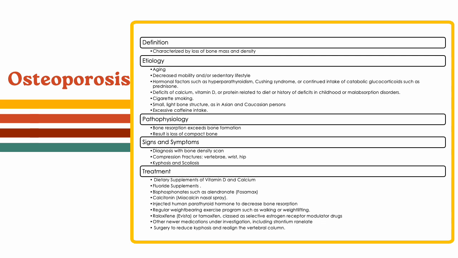You have Evista or tamoxifen, which is estrogen receptor modulator drugs. Again, in the case of somebody that has menopause, this would help increase the hormone that is normally deficient, which is estrogen. And then you may even have to have a surgery that helps to reduce kyphosis and realign the vertebral column.